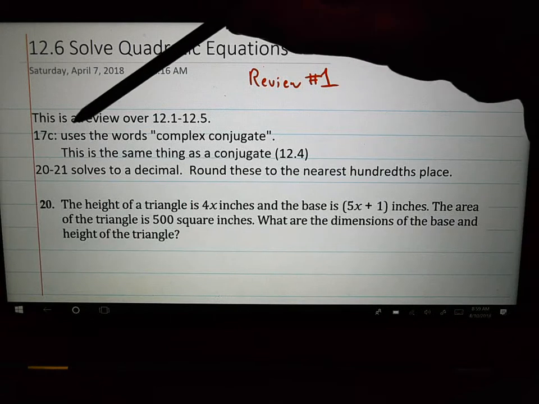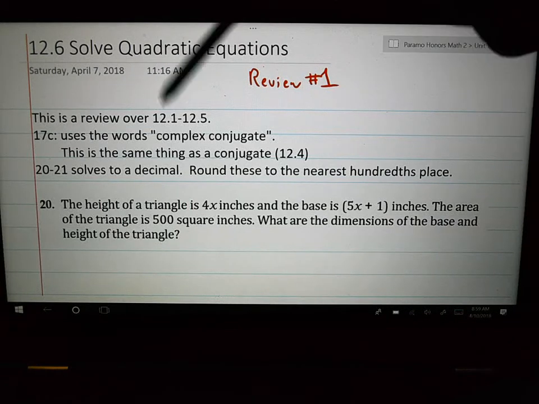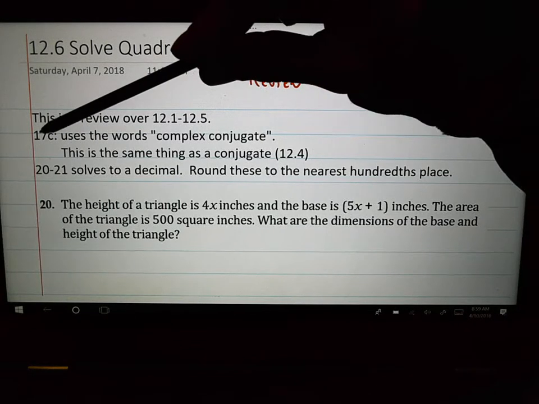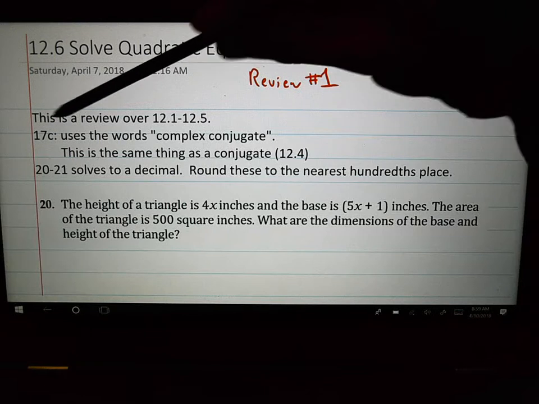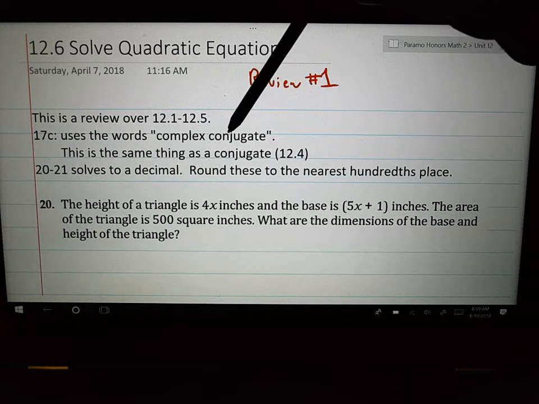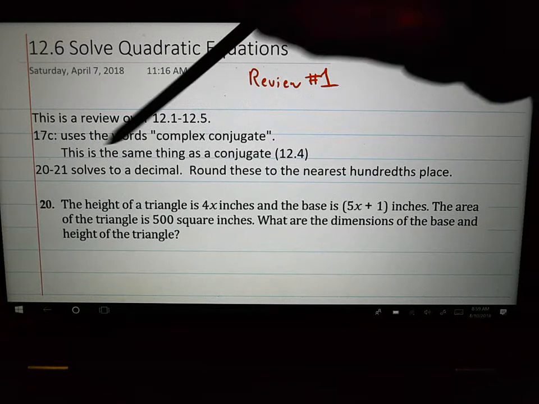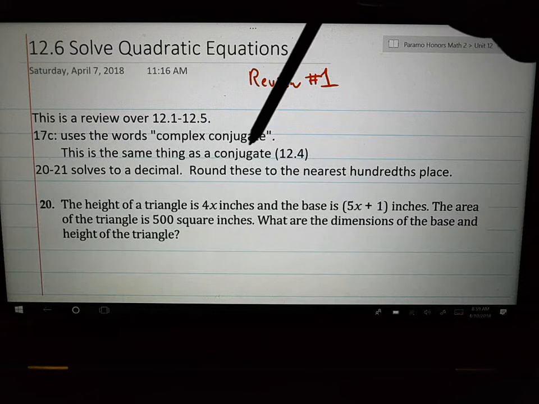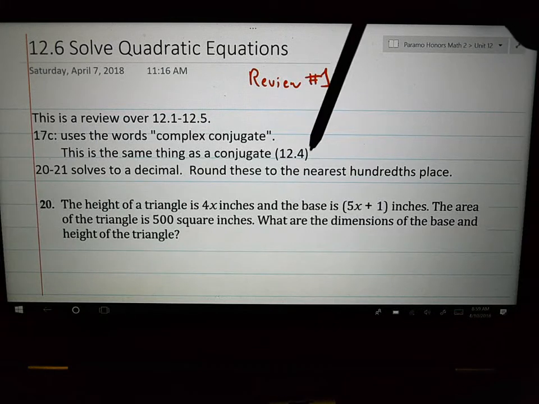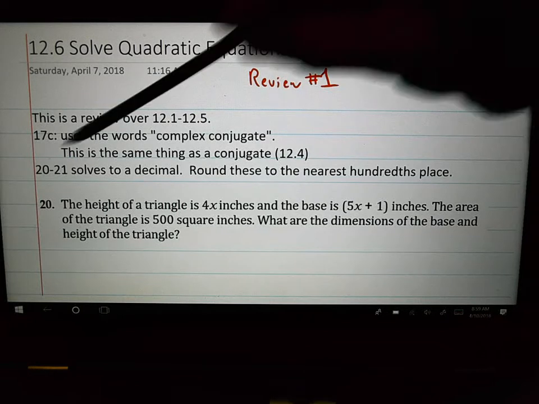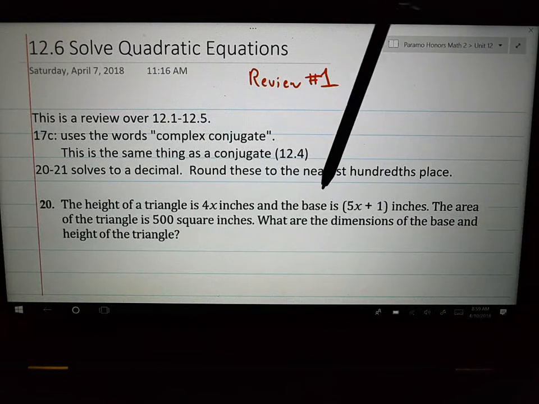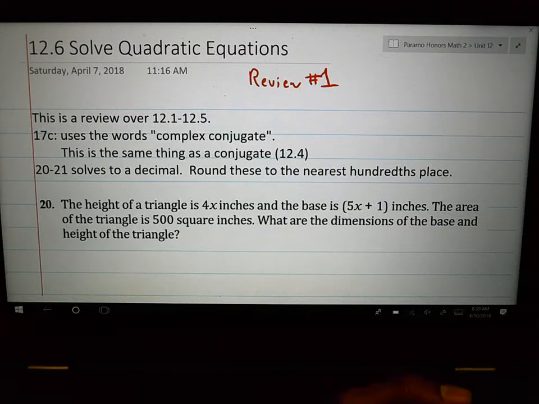A few things I need to let you know that we're writing down. You should know how to do everything because you've learned it in 12.1 through 12.5, so I'm not giving you any additional notes. But in problem 17C, it uses the words complex conjugate. Just in case that throws you off, make sure you know that that's the same thing as a conjugate from 12.4. So if you don't know what that means, look at your 12.4 notes and it will say how to deal with the conjugate. 20 through 21 solves to a decimal. Round these to the nearest hundredths place. It doesn't state that, so I wanted you to write that down as well.